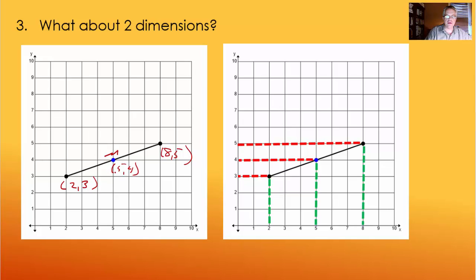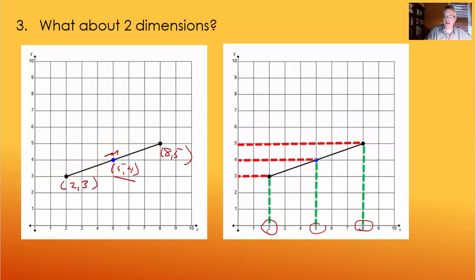So I want to think, how do we get (5, 4) from the two endpoints? Well, take a look at this diagram here. This is the same segment. The first endpoint has an x-coordinate of 2. The second endpoint has an x-coordinate of 8. The midpoint, its x-coordinate is halfway in between those.